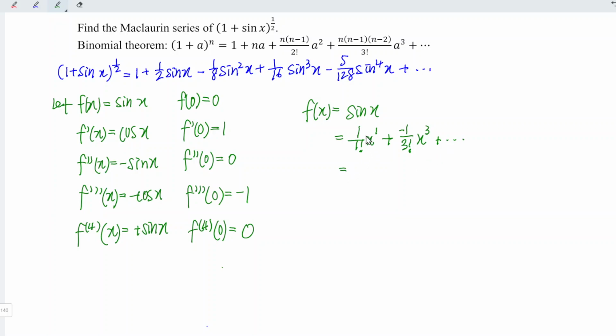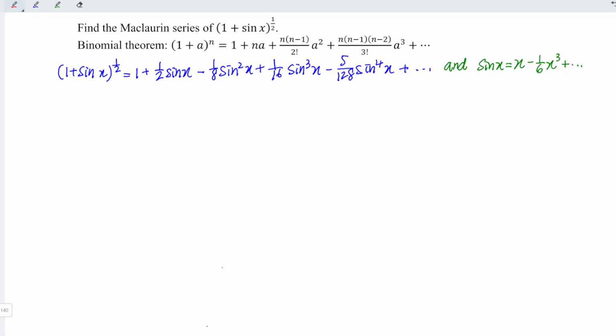Let's simplify. So 1 over 1 is equal to 1. So basically we have x here. And we minus 1 over 3 factorial, which is equal to 6, and we times x to the power 3 and so on. We can now substitute the Maclaurin series of the function sine x into this binomial expansion.